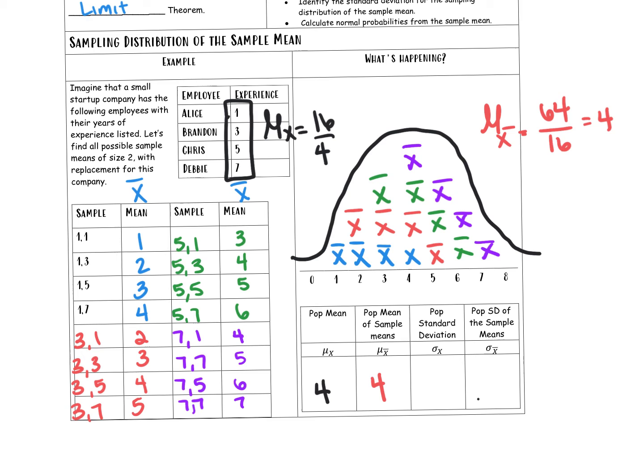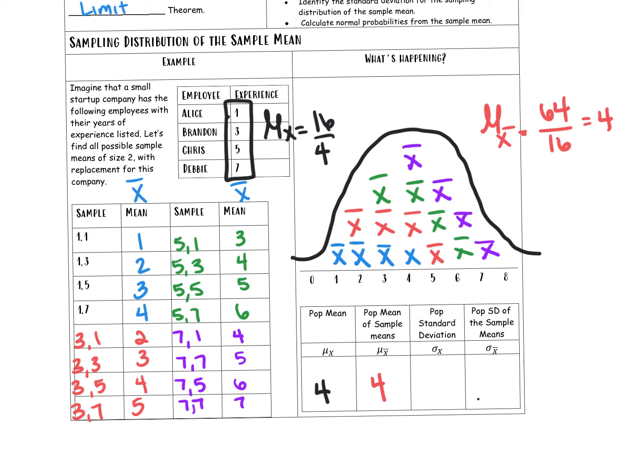Notice what occurred. The mean of the population is equal to the mean of the sample means. The mean of the population, this 4, is equal to the overall mean, the population mean of my sample means.